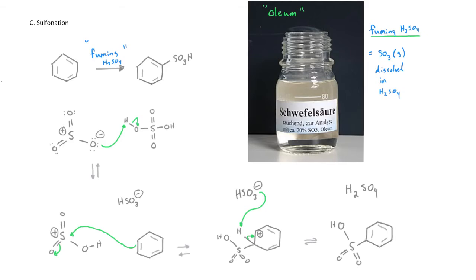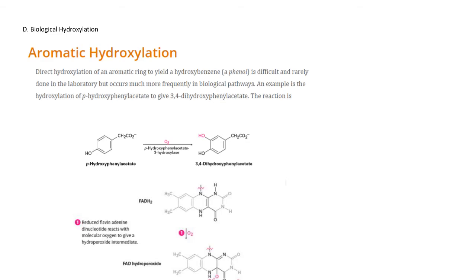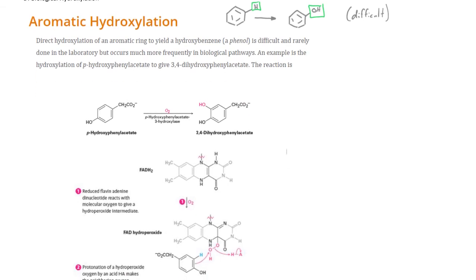As is mentioned in the textbook, the formation of a phenol involves the direct hydroxylation of an aromatic ring. Unfortunately, this type of reaction is fairly difficult to perform under normal organic reaction conditions. However, direct hydroxylation of aromatic rings does take place in biological systems with the aid of enzymatic reactions. The textbook shows an excellent example of this, that is the direct hydroxylation of para-hydroxyphenyl acetate into 3,4-dihydroxyphenyl acetate. The key steps in this reaction are shown here.